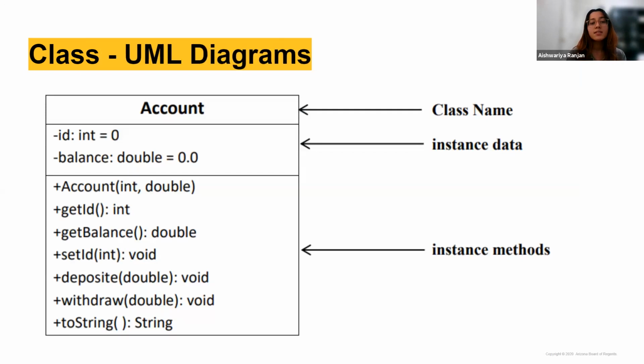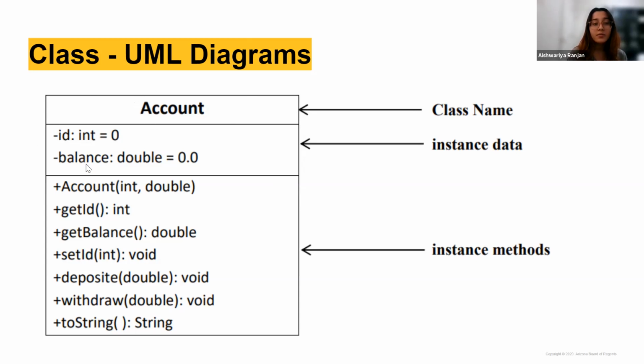So classes can be expressed by UML diagrams, Unified Modeling Language. That's what UML stands for. It's a concise, easy way to define and express them. A UML diagram has three parts. The first part is the class's name. So we have a class called account over here.